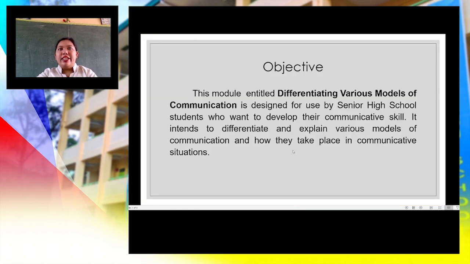Our objective: this presentation and module, entitled Differentiating Various Models of Communication, are designed for use by senior high school students who want to develop their communicative skill. This intends to differentiate and explain various models of communication and how they take place in communicative situations.